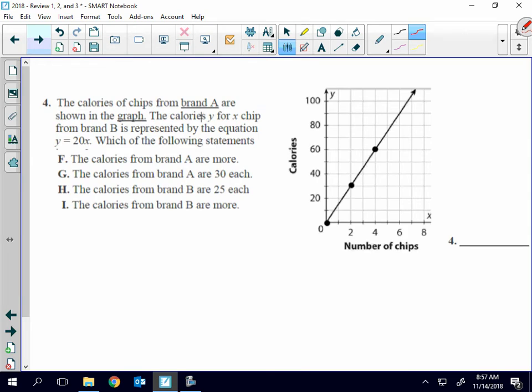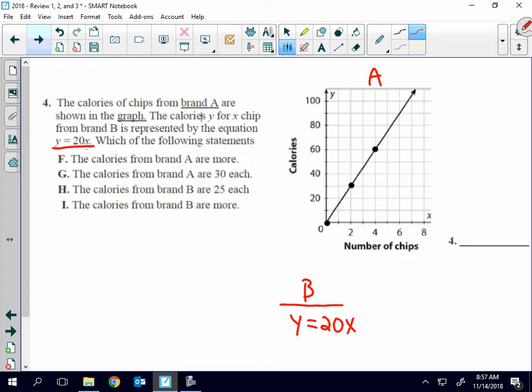All right, this is the one where we have to compare. The calories of chips from brand A are shown in the graph. So I'm going to go ahead and label this A. The graph is brand A. The calories Y for X chips from brand B is represented by the equation Y equals 20X. So I'm going to write down here, B, we have Y equals 20X.